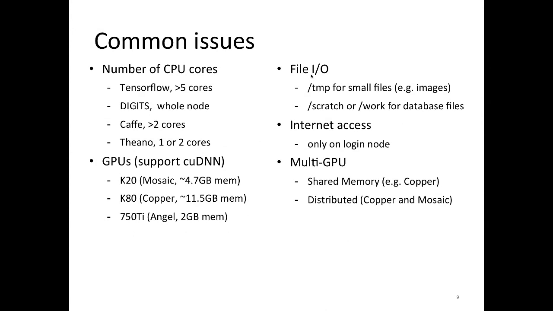Now, multi-GPU. As I mentioned before, DIGITS supports multi-GPU, and TensorFlow also supports multi-GPU. DIGITS only supports the shared memory model, so all the multiple GPUs have to be inside a single node. So Copper will be the only place where you can use DIGITS for multi-GPU training. Newer TensorFlow supports distributed training, or you can find other people's frameworks that support distributed training, and then you can run them using MPI on both Copper and Mosaic.